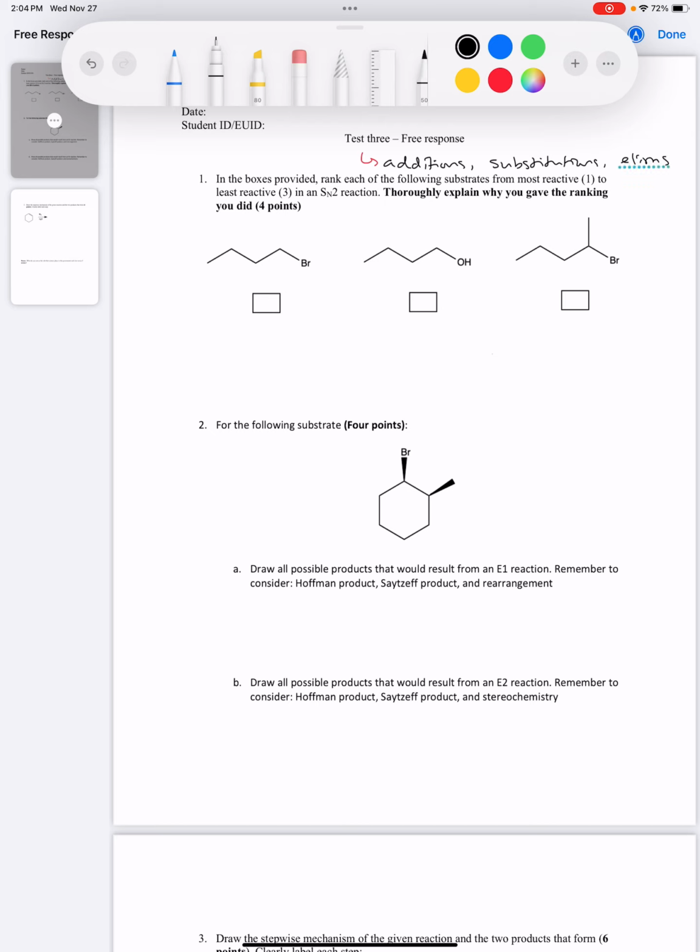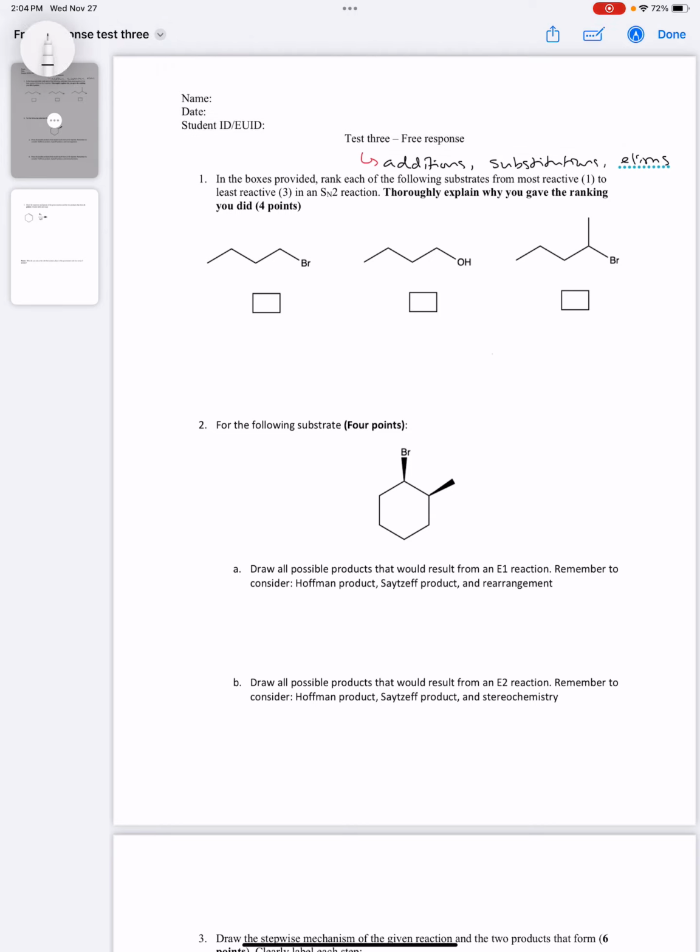Okay, so for this question, in the boxes provided, rank each of the following substrates from most reactive to least reactive in an SN2 reaction. When I think of an SN2 reaction, I think this likes less steric hindrance. So it wants a good leaving group on a primary or secondary substrate. A tertiary won't go through SN2.